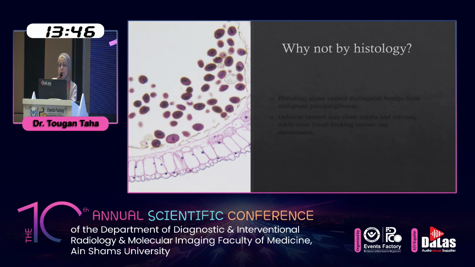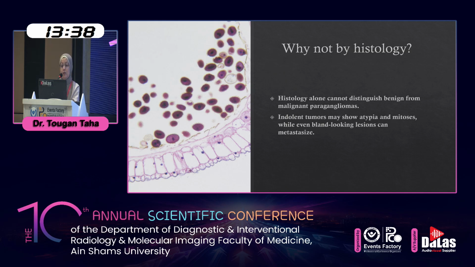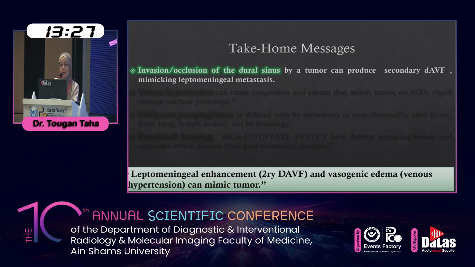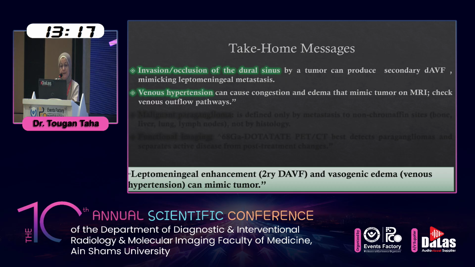But why not by histology? Histology alone cannot distinguish benign from malignant paraganglioma, as an indolent tumor may show atypia and mitosis, while even a bland-looking lesion can metastasize. So the take-home message of this case is invasion or occlusion of the dural sinus by a tumor can produce dural AV fistula mimicking leptomeningeal metastasis.